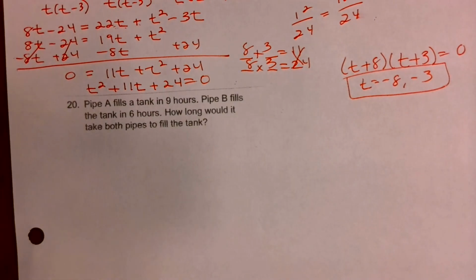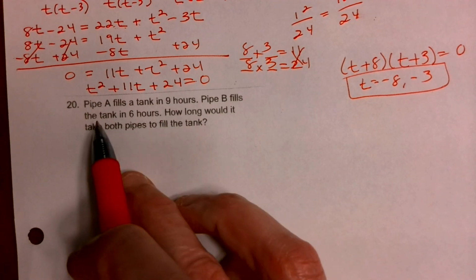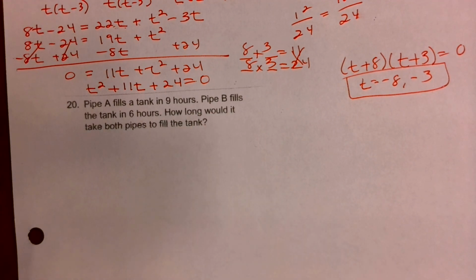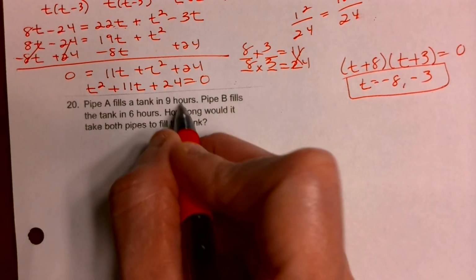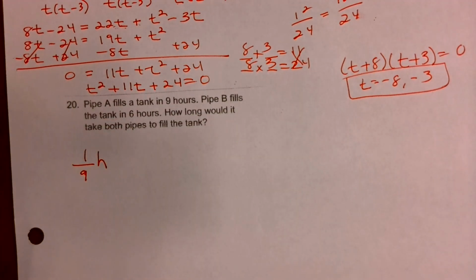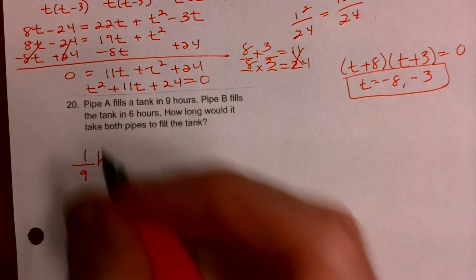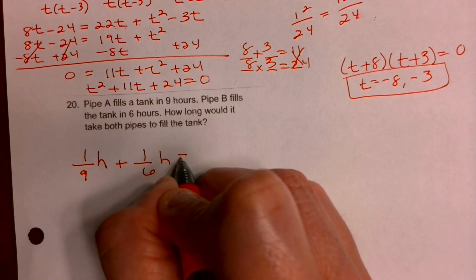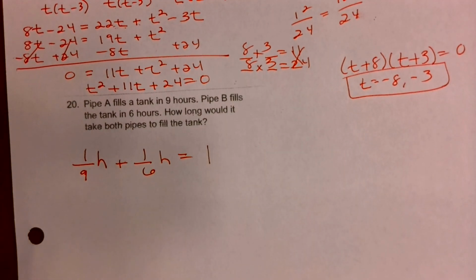Now number 20, although these sound confusing, you can always think in terms of a whole. They talk about hours in here. Pipe A fills a tank in 9 hours and B fills a tank in 6 hours. How long will it take both of them to fill the tank? So we're trying to complete the job, okay? So in 1 hour, how much of this gets done? 1/9. Okay, times however many hours, because we're looking for how long. So the variable is h here, hours. So 1/9 of a job times the hours plus 1/6 of the job times the hours equals the whole job. That's how those always get set up.